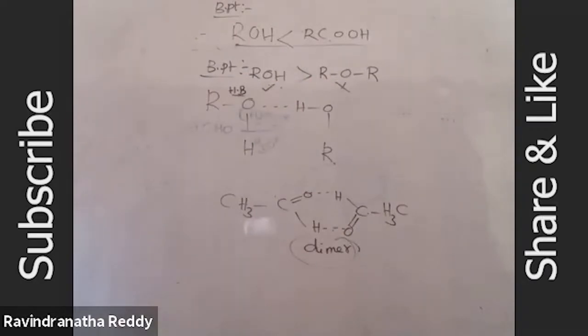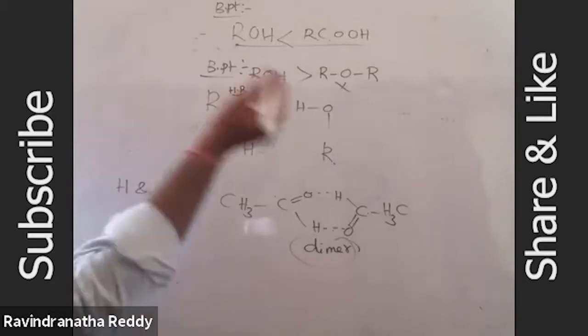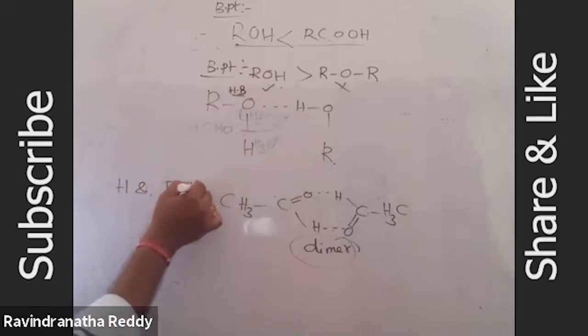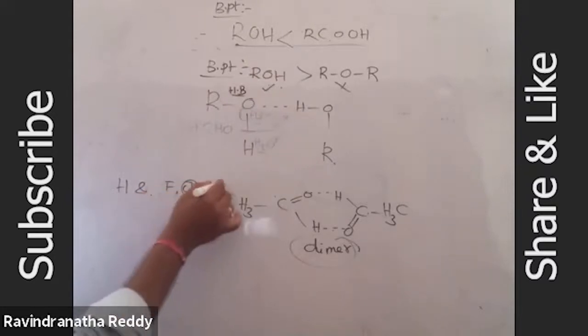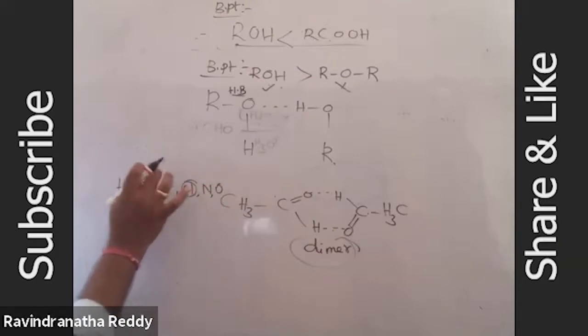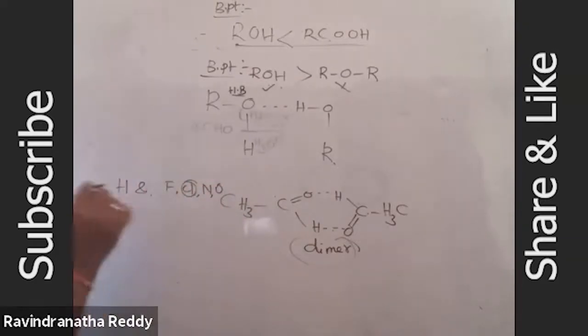So what are the conditions for hydrogen bonding? A hydrogen atom and a more electronegative atom. More electronegative atom means fluorine, sometimes very rare condition chlorine, nitrogen, oxygen. These atoms must contain a lone pair; at least one lone pair is required. This is the condition for hydrogen bond formation.